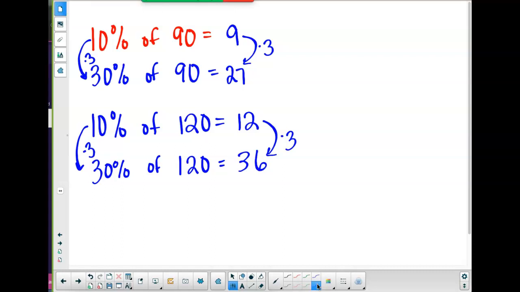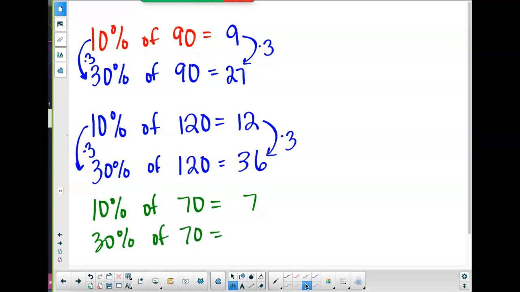Should we try another one? Hopefully, this is starting to sink in. Tell me what's 10% of 70. Lily: 7. If 10% is 7, what's 30% of 70? Tyler: 21. Does that make sense? Yeah.